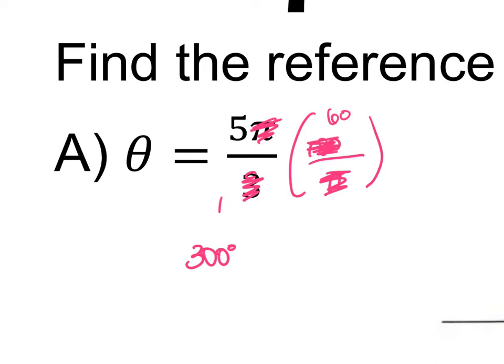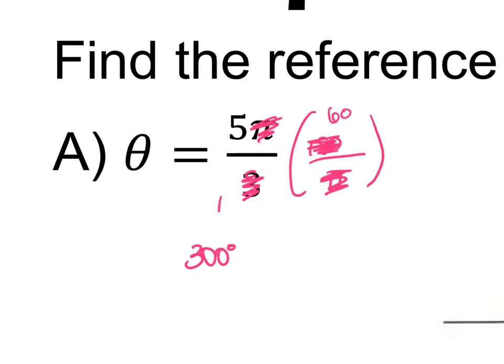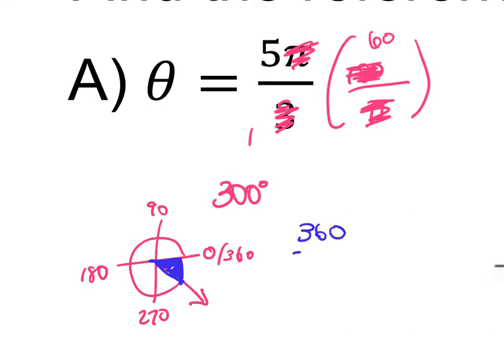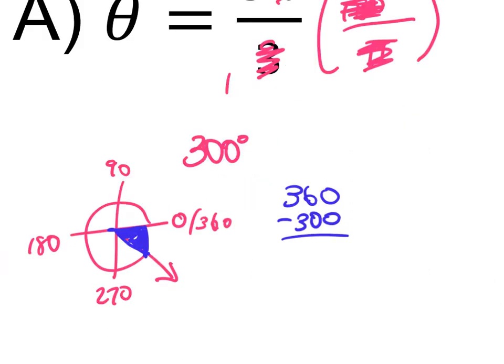Again, I don't care about a picture. Where is 300? 0, 90, 180, 270. This is also 360. So where is 300? It's over here somewhere. So if I drew my reference angle, it would go from the terminal side to the x-axis. What's the rule, guys? 360 minus the angle that they gave us, which is 60 degrees. There's your reference angle.